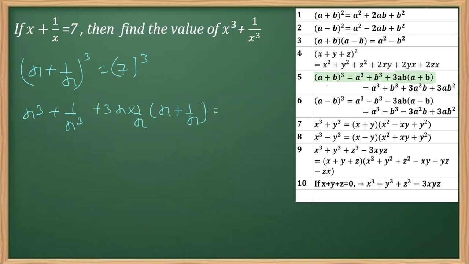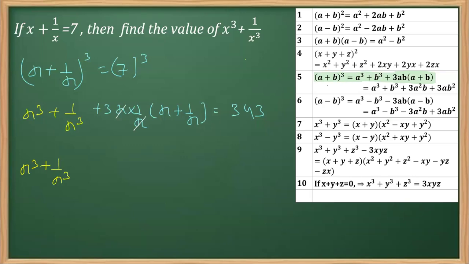And then we'll find the cube of 7, right? So 7 into 7, 49 into 7 is 343. Now, what you can see here is that this x and x get cancelled, and we need to find the value of this x cube plus 1 by x cube. We have to get the value of this. So we'll keep it as it is, as we have to find the value of this.